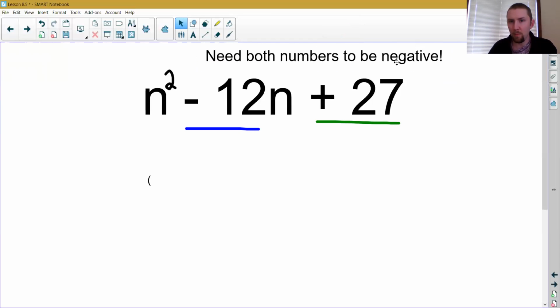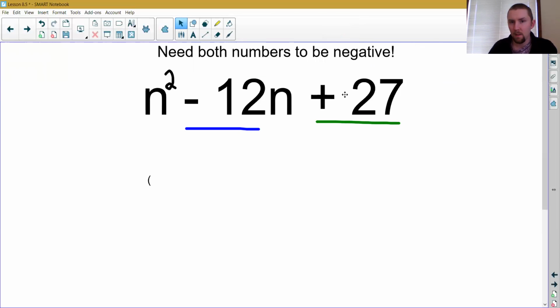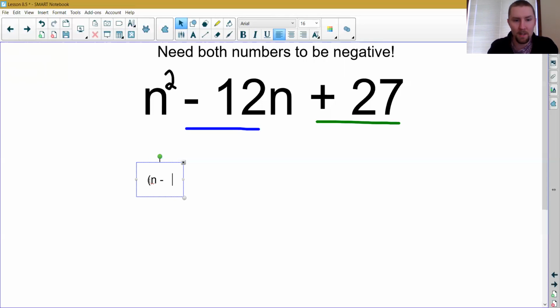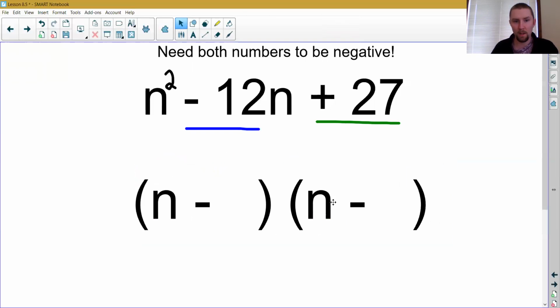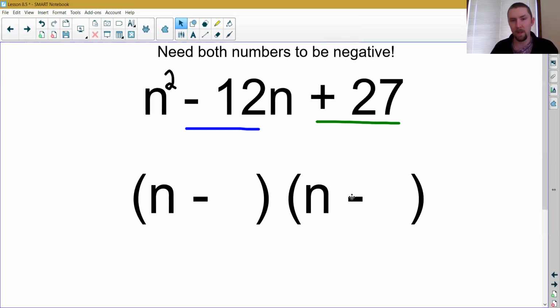Because a negative multiplied by another negative is a positive, right? A negative 5 times a negative 4 makes positive 20. Negative times negative makes positive. But if I add two negatives together, that becomes more negative. So when we see a minus sign first and then a plus sign, we know that both of our pieces are going to be n minus something and n minus something, okay? So this is what my factored form is going to look like now, n minus something, n minus something.